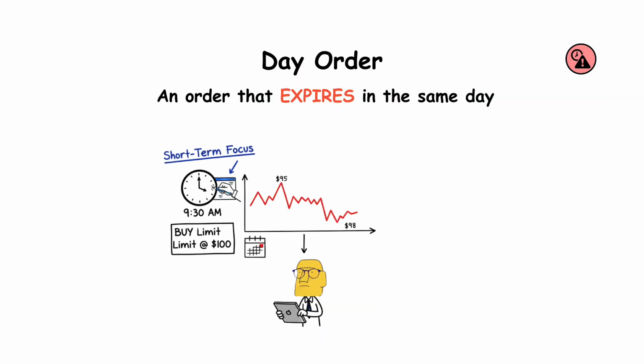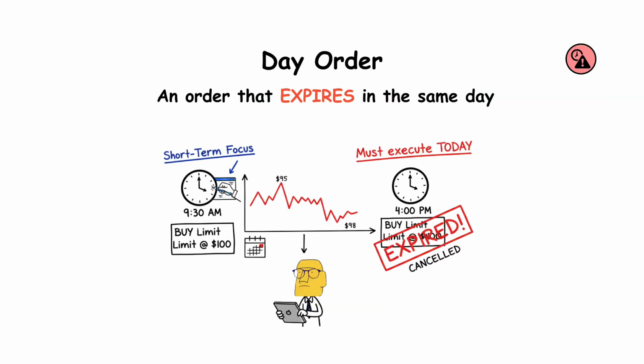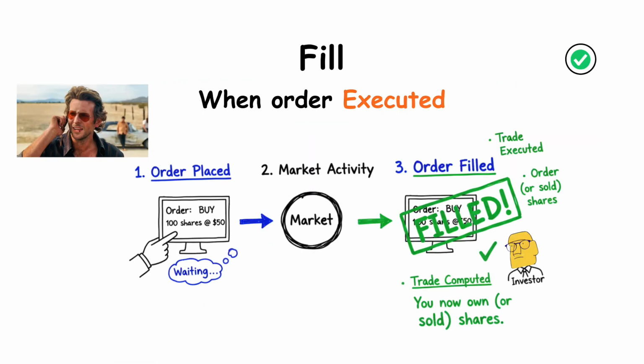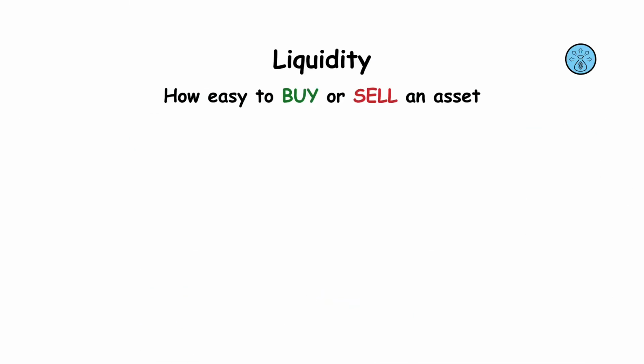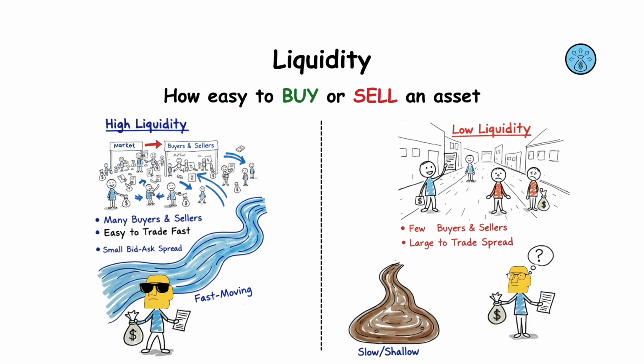Day order. A day order expires if not filled by market close. Fill. A fill is when an order is completed in the market. Liquidity. Liquidity shows how easy it is to buy or sell quickly.